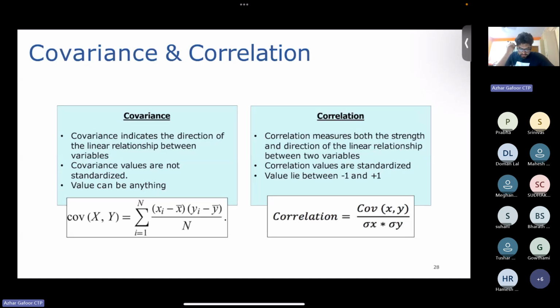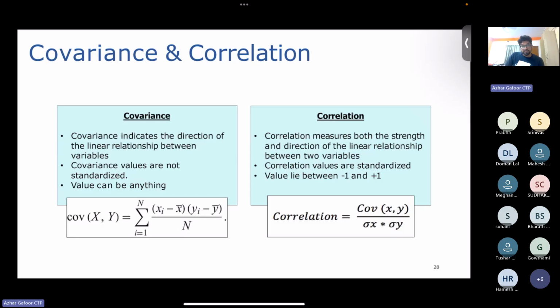So we'll just see what is covariance and correlation. Covariance indicates the direction of linear relationship between the variables. Those are not standardized values, and the value can be anything. So it is like how two random variables are related to each other. For that, the formula is x minus the mean of that variable into y minus the mean of that variable, divided by n.